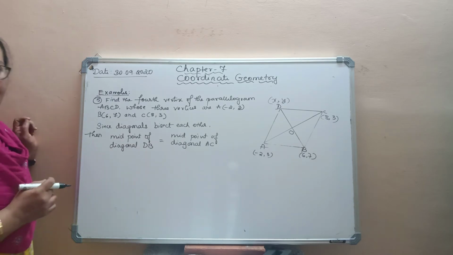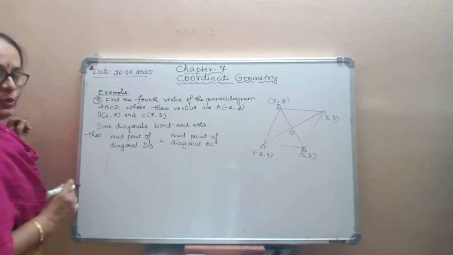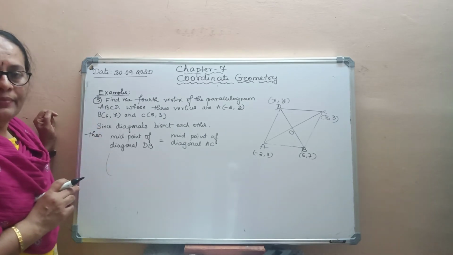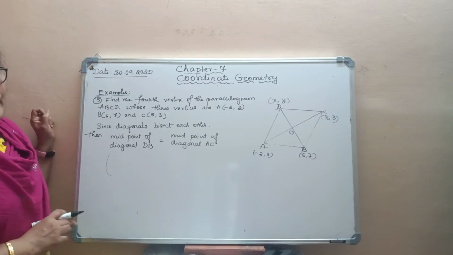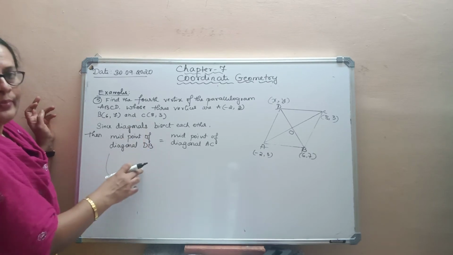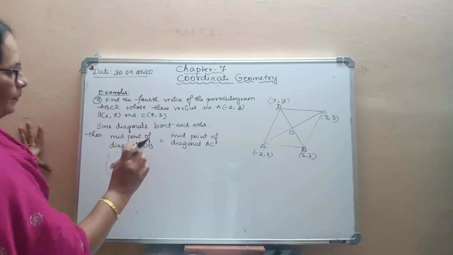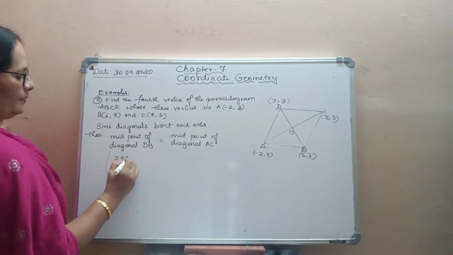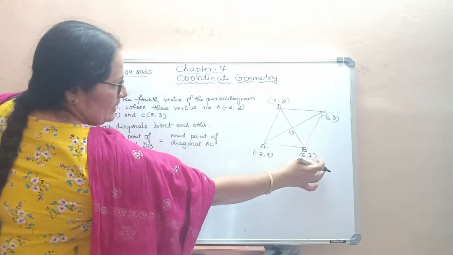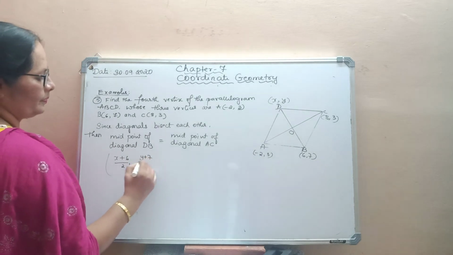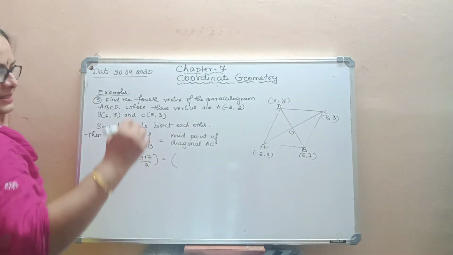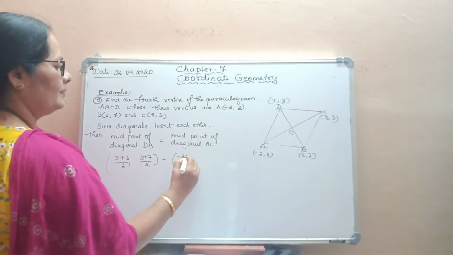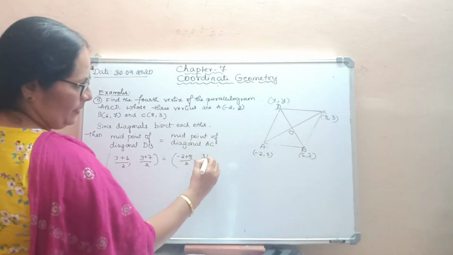How will you calculate the midpoint? The formula is x1 plus x2 upon 2, y1 plus y2 upon 2. This is the formula to find the midpoint of the line segment. So the same formula we can use here. So for DB, the midpoint is x plus 6 by 2, then y plus 7 by 2. Then AC. Midpoint of AC is equal to minus 2 plus 8 by 2 and 3 plus 3 by 2.